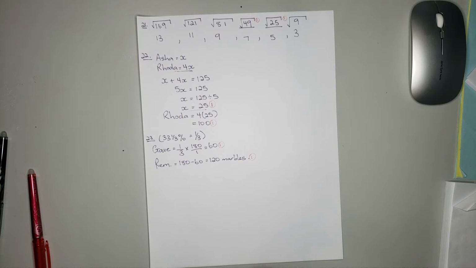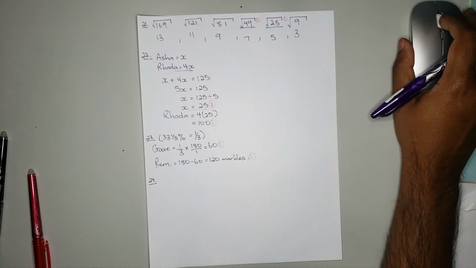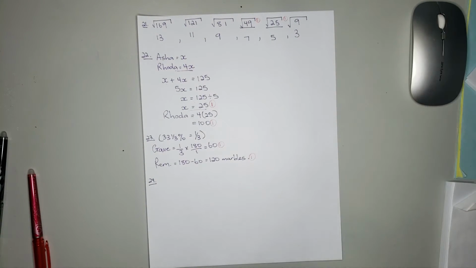Number 24. Number 24 states, St. George's Prep School went on a field trip. Both teachers and students paid $60 each. If the school paid $2,160 for transport, how many 12-seater maxi taxis were hired?